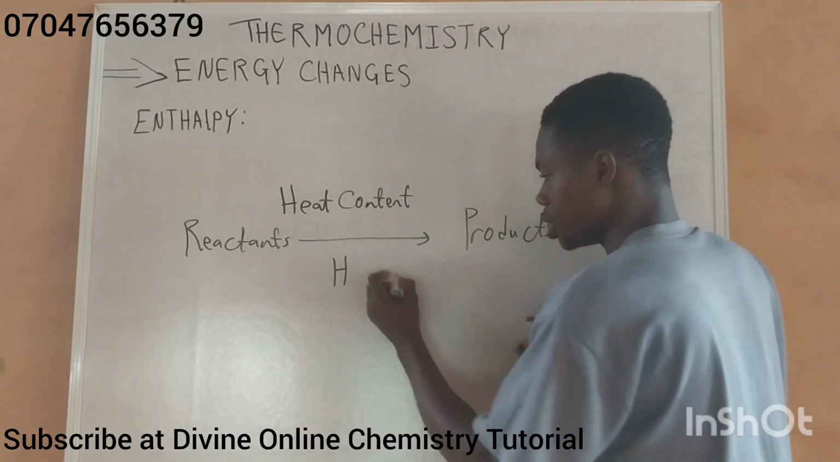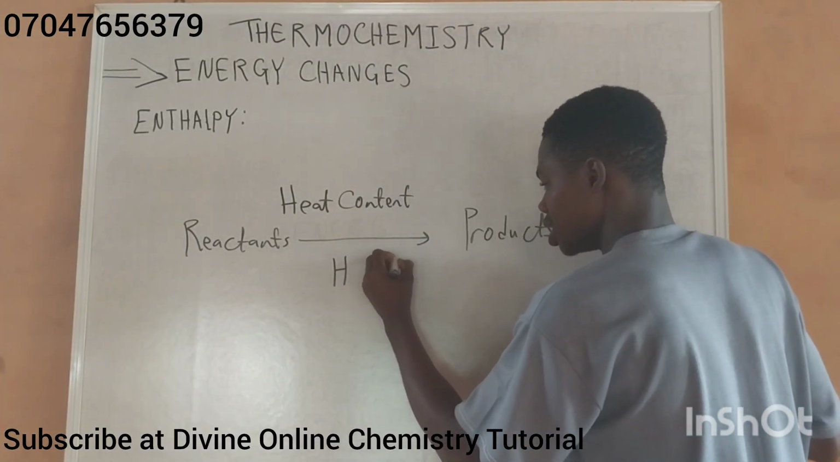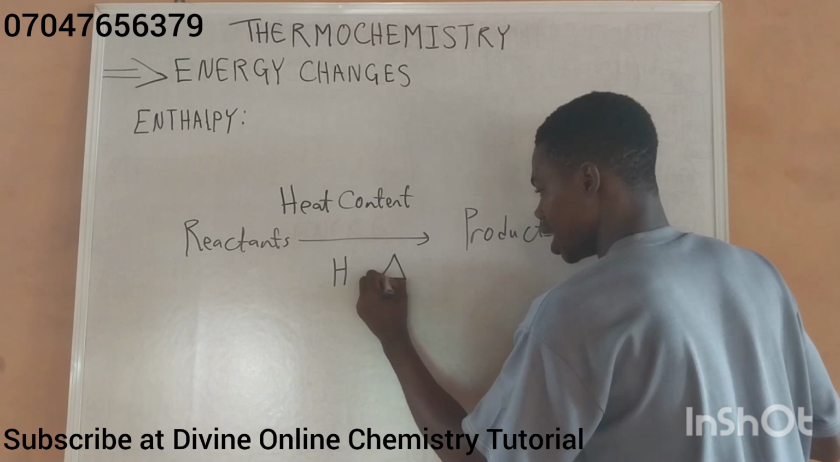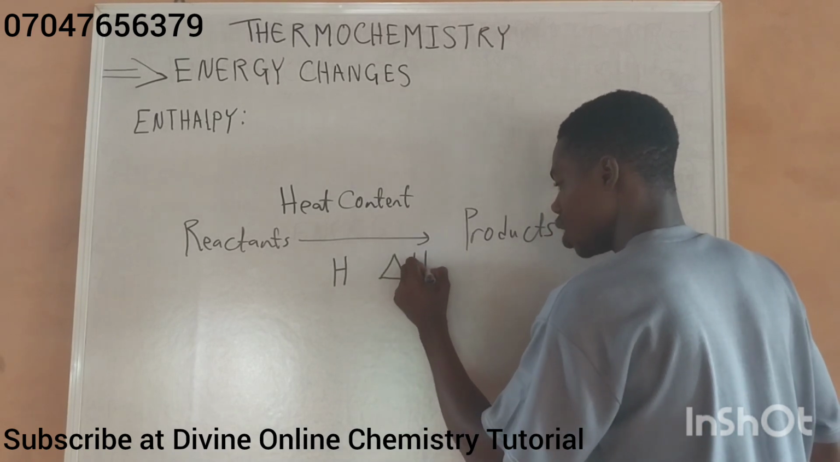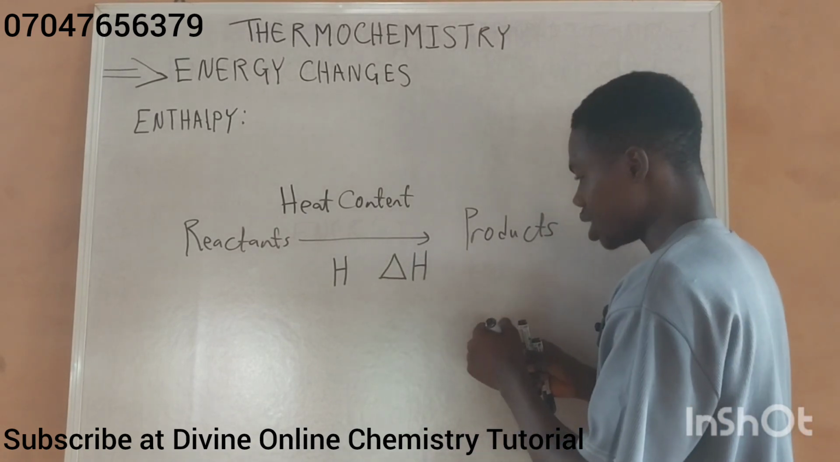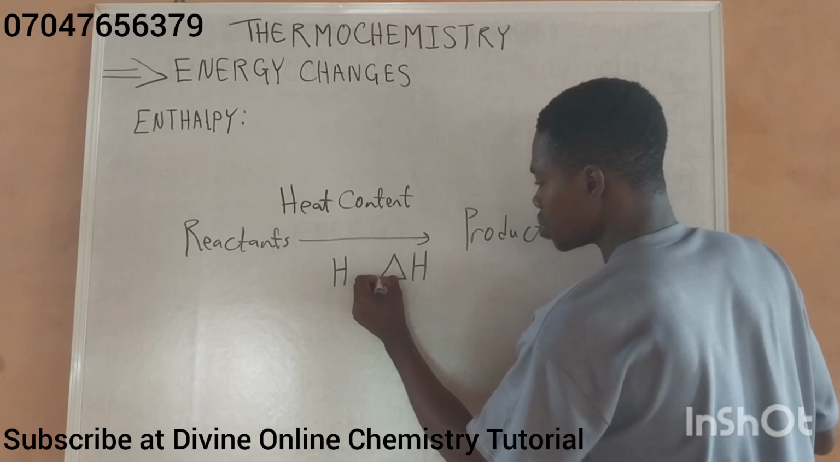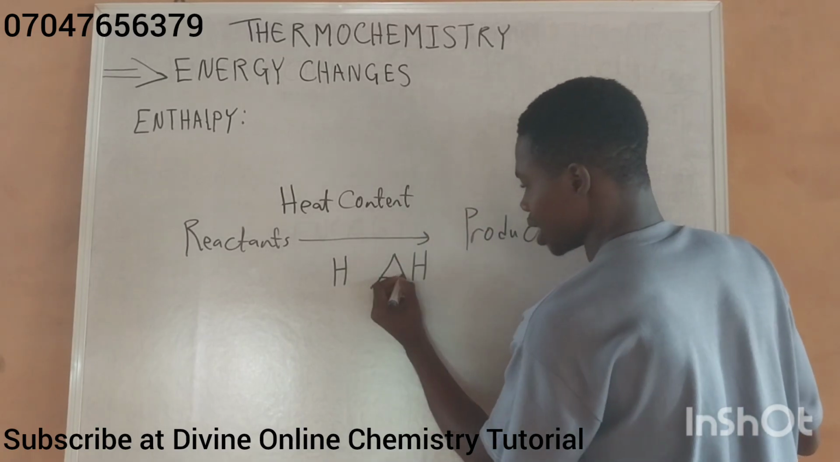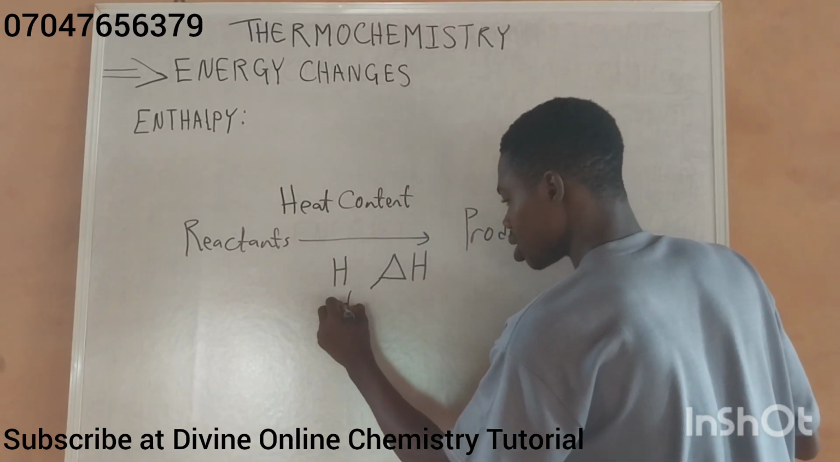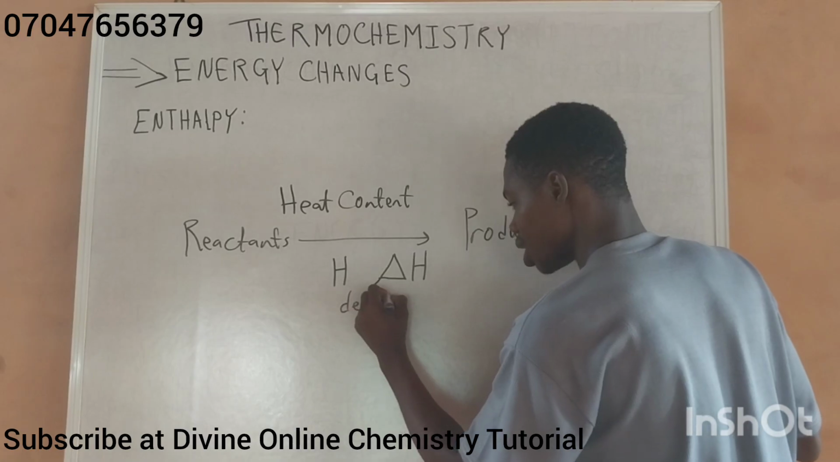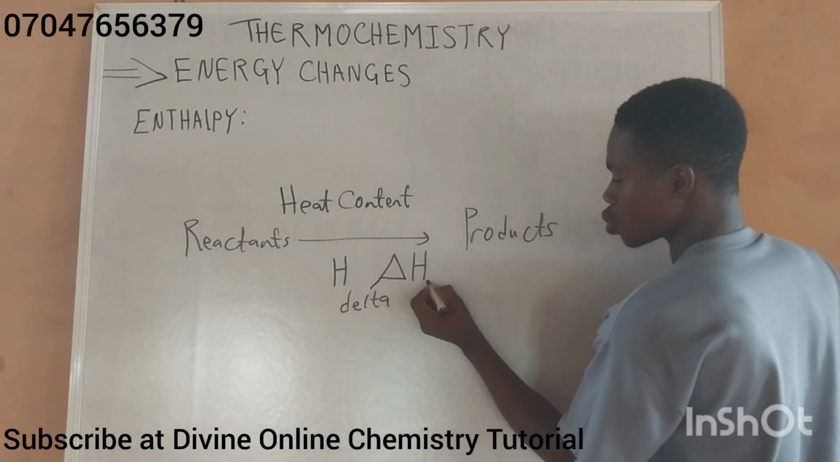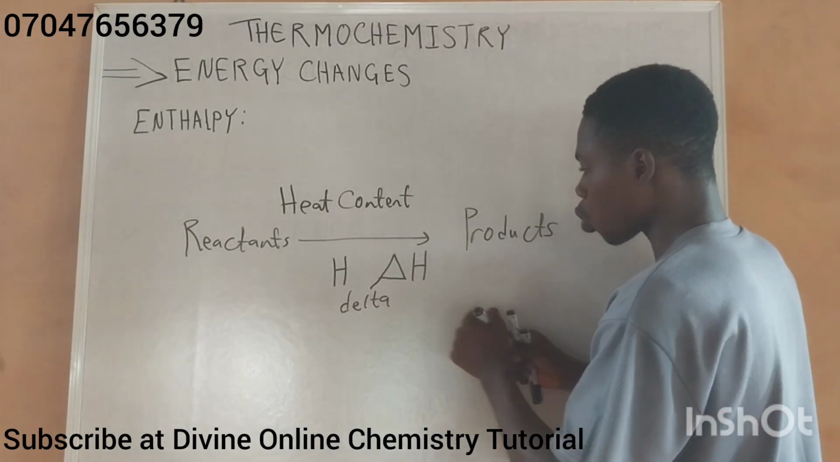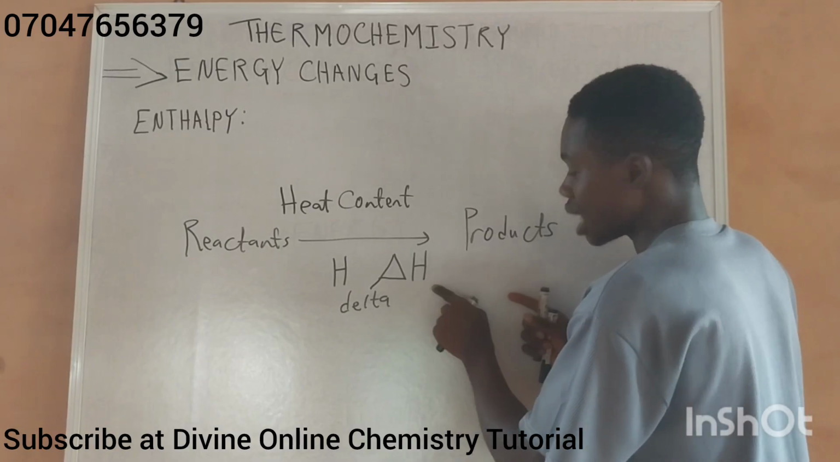Now, please take note that change in enthalpy can be denoted with this symbol, where we have this triangle sign here, and then H. H is the enthalpy. Now, this triangle sign is known as delta. Please take note of this, that the triangle sign is known as delta, whereby this H is known as enthalpy. So if you combine the two of them together, you have delta H.